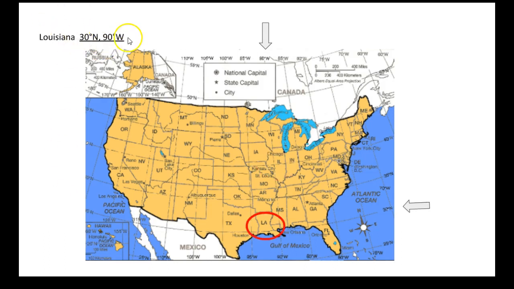So the next one is 30 degrees north, 90 degrees west. So we look at our lines, 30 north. Just be careful because there's a 30 south. So pay attention to that letter. 30 north, 90 west. Come together, boom, we're in Louisiana.